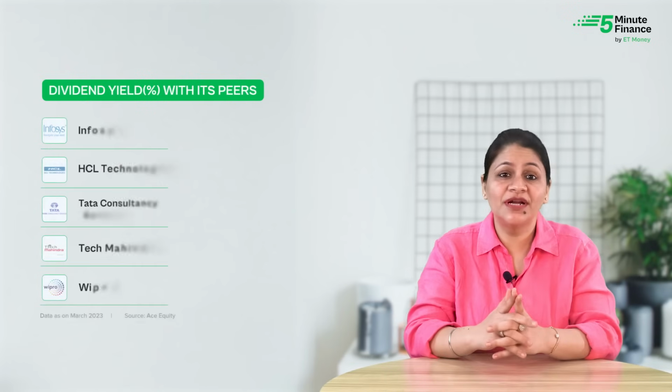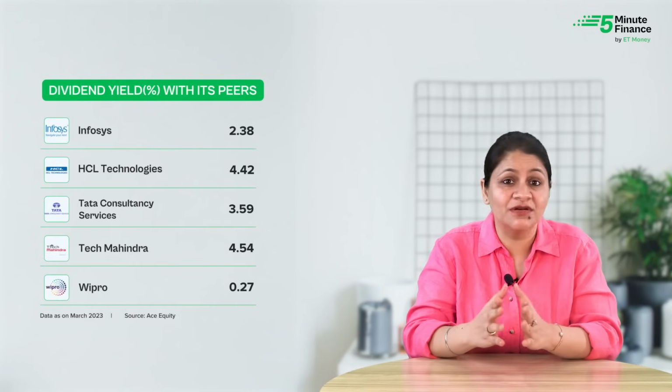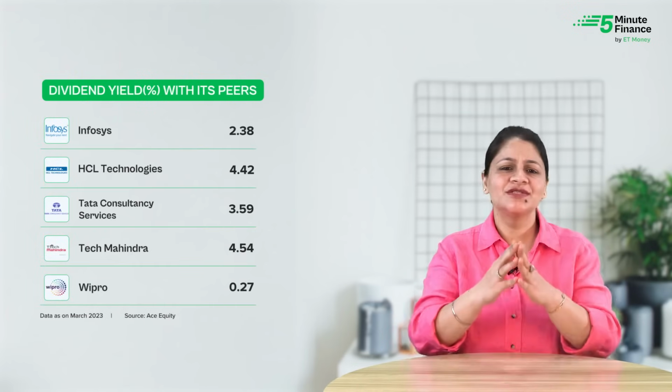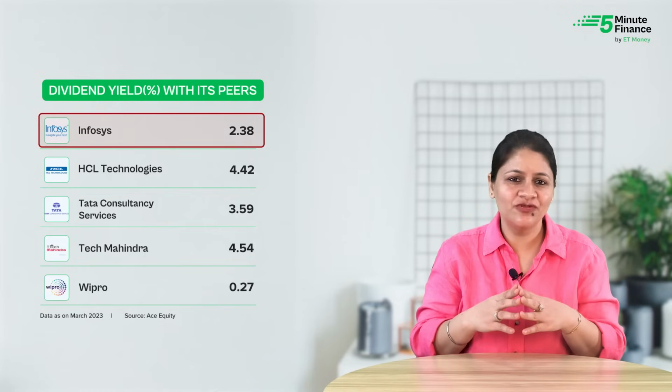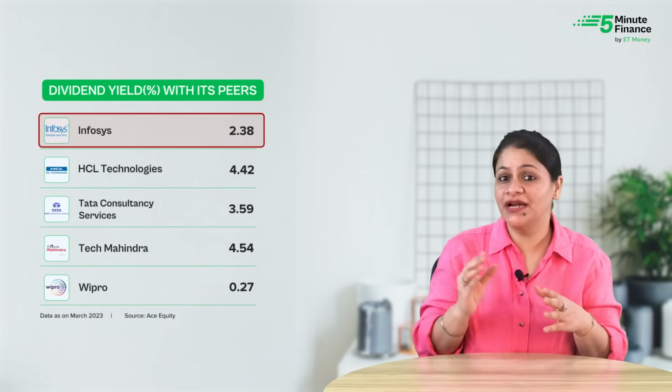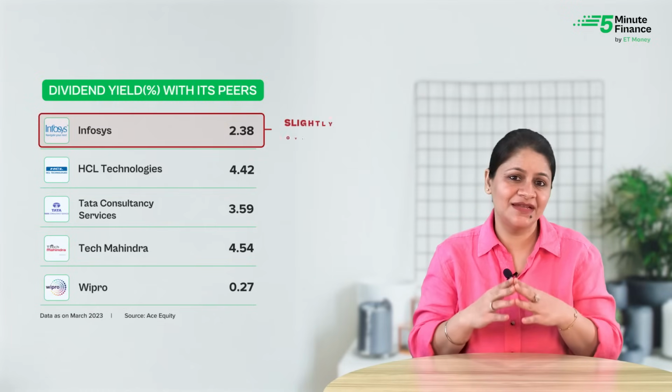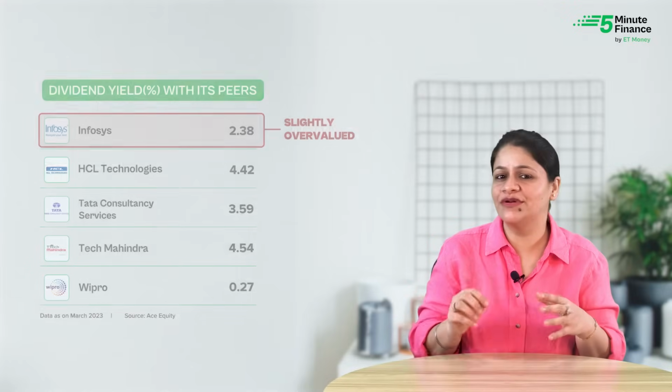So let's again go to our Infosys comparison with its peers. The data is on your screens. So as you can see, the dividend yield of Infosys is on a lower side as compared to its peer set. This again indicates that the stock is overvalued. Moving to our last metric, that is the price earning growth ratio.